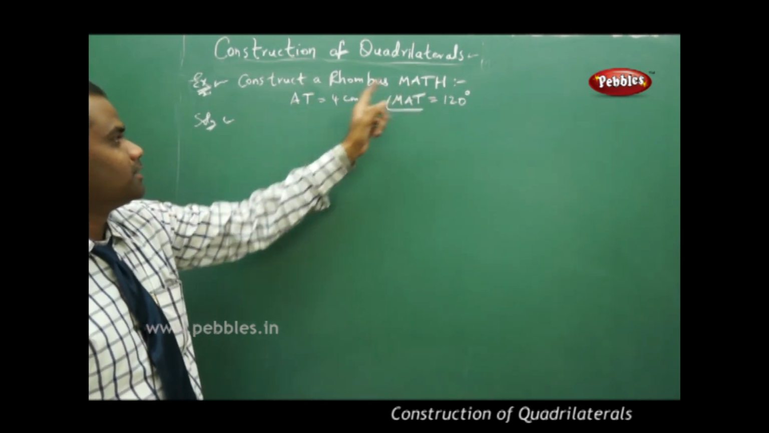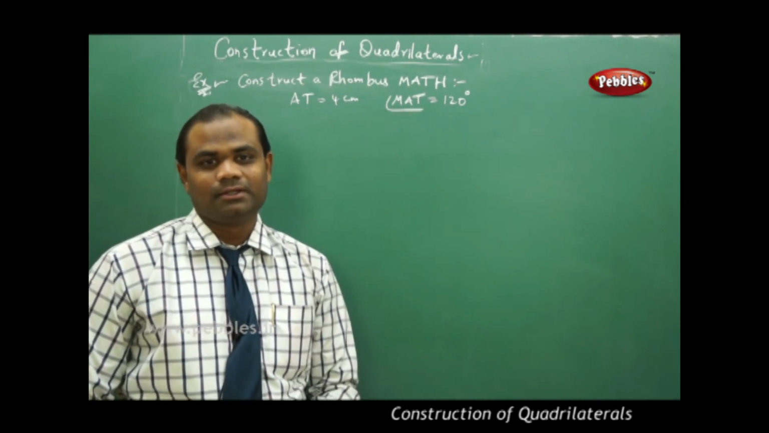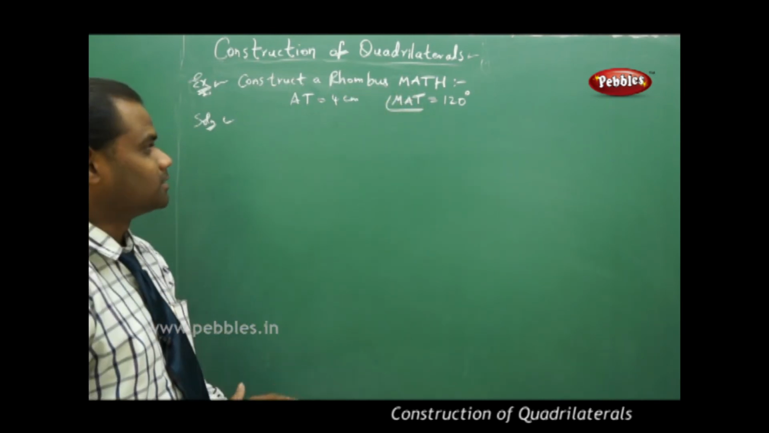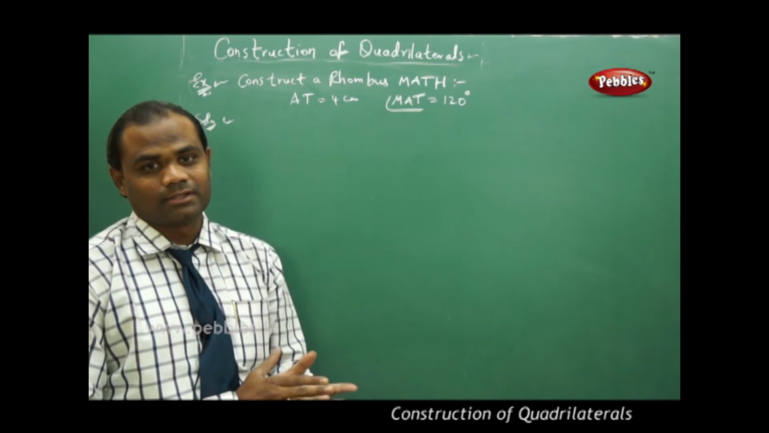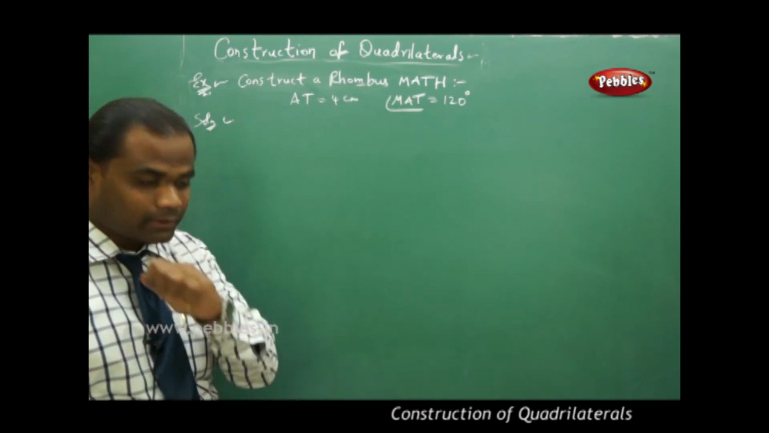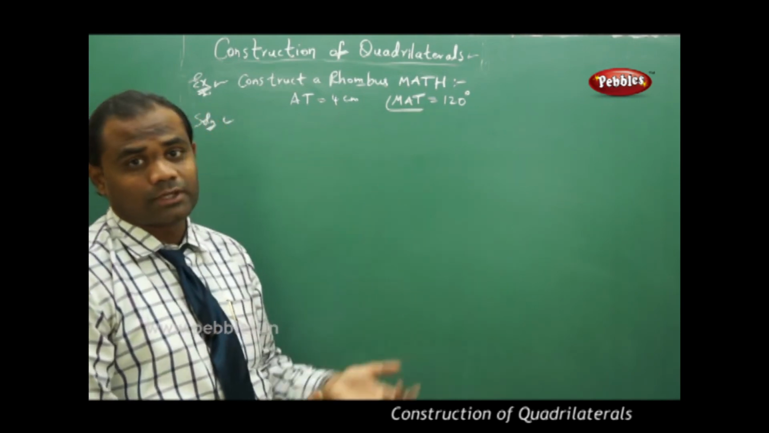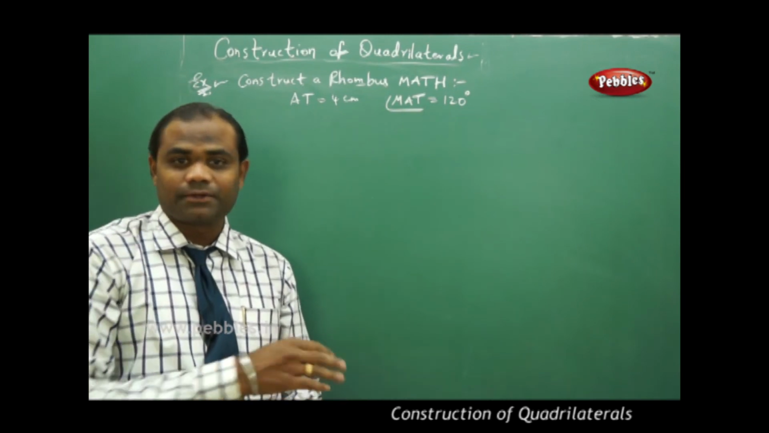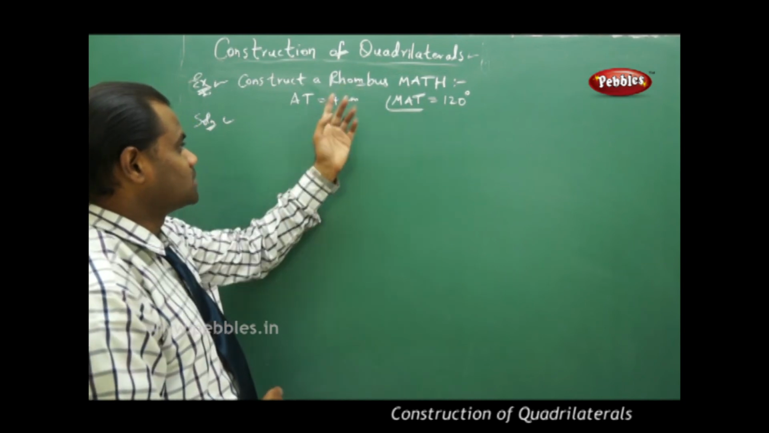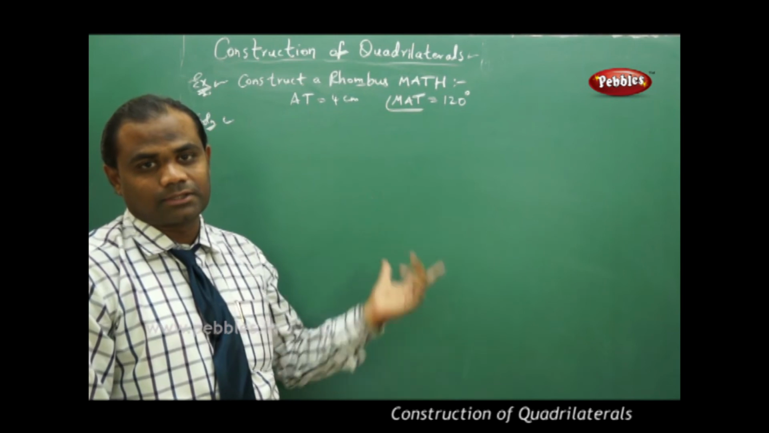Construct a rhombus MATH where AT is 4 centimeters and angle MAT is 120 degrees. Now, constructing a rhombus MATH using AT equal to 4 centimeters and one of the angles as 120 degrees is nothing but using the properties which we identify in a rhombus. A quadrilateral is a rhombus if all sides are equal. So if one of the sides is given as 4 centimeters, then I need not worry about the other 3 sides because all sides are equal in a rhombus. So the construction of a rhombus using the properties of a rhombus very much helps in the construction process.